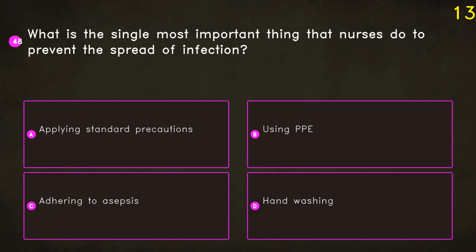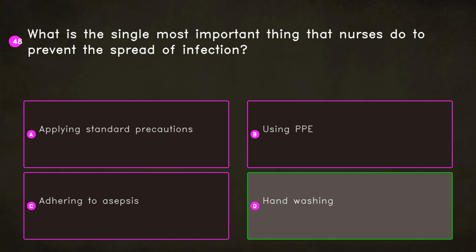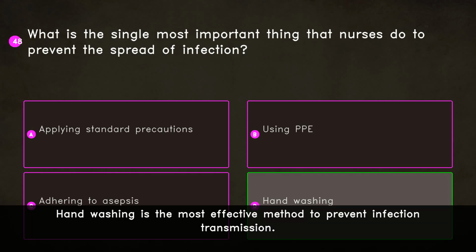Question 48. What is the single most important thing that nurses do to prevent the spread of infection? A. Applying standard precautions. B. Using PPE. C. Adhering to asepsis. D. Hand washing. The correct answer is hand washing. Hand washing is the most effective method to prevent infection transmission.